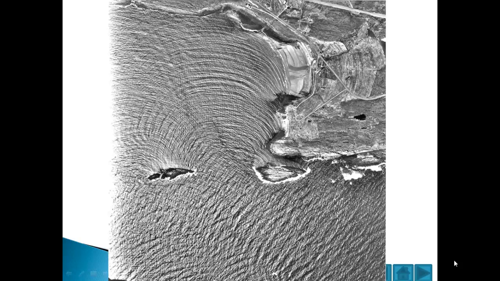This is an interesting aerial photograph of a bay. You can see many of the characteristic waves have been demonstrated here. For example, the waves are coming from the lower part of the photo upwards, and they're spreading out here. This is an example of diffraction.